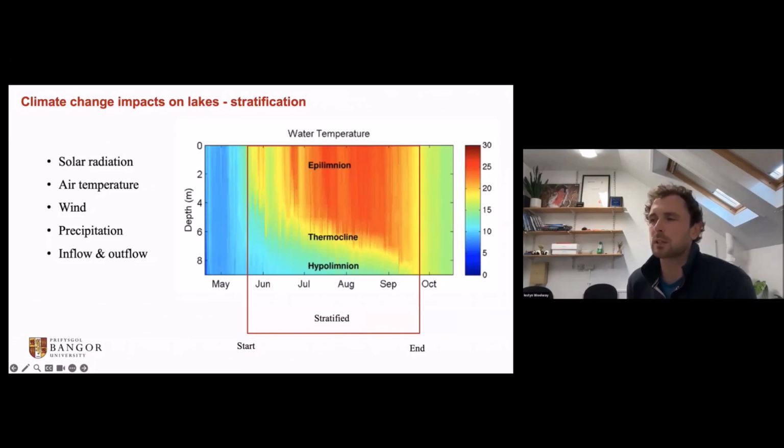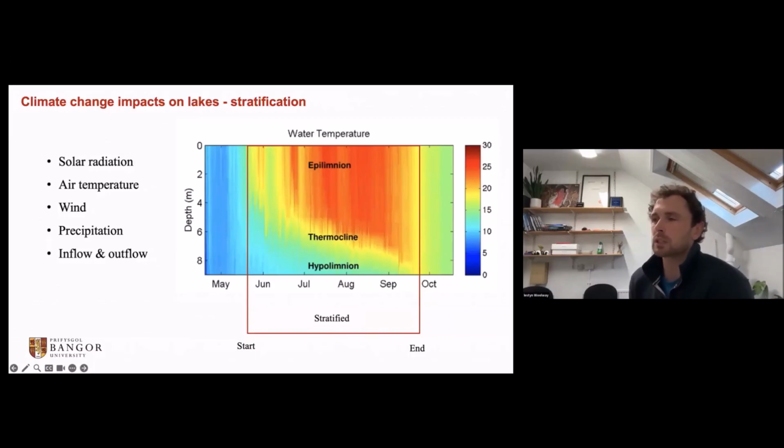This figure demonstrates a typical seasonal cycle of water temperature in a dimictic lake in the Northern Hemisphere. So the colors represent temperature going from 0 in winter to 30 at the surface in summer. The y-axis is the depth, and then the x-axis is the time of year. Now, changes in stratification are influenced by water temperature, which is influenced in turn by solar radiation, air temperature, wind, precipitation, among other things. So any changes in these driver data will have a direct impact on stratification.